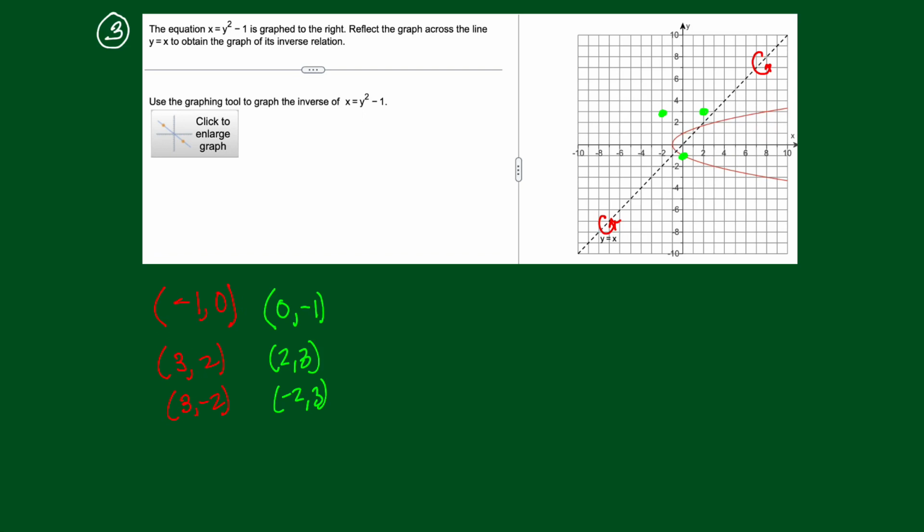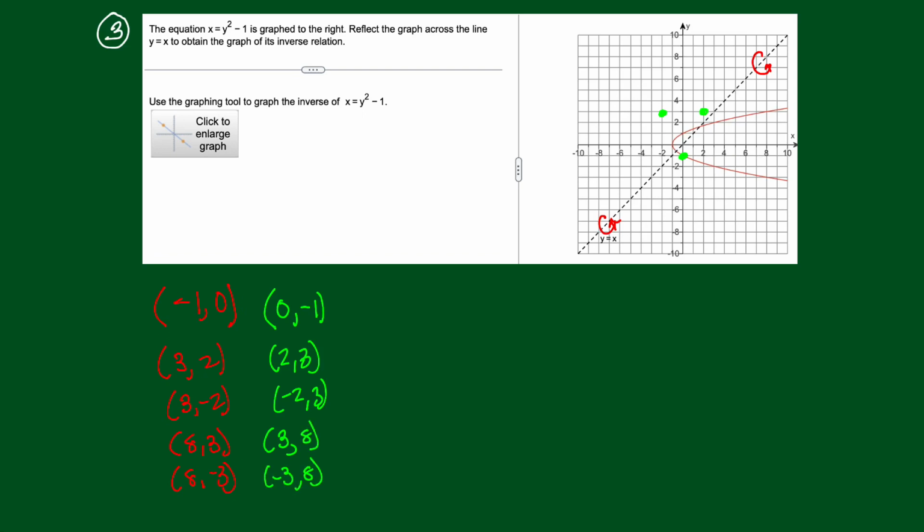So if I go over 8, I'm up 3. Let me get that one here. So if I go over 8, I'm up 3. And then also if I go over 8, if you look at the curve, you're down 3. So that's going to give it these 2 points when we switch those coordinates. Over 3, up 8, to the left 3, up 8.